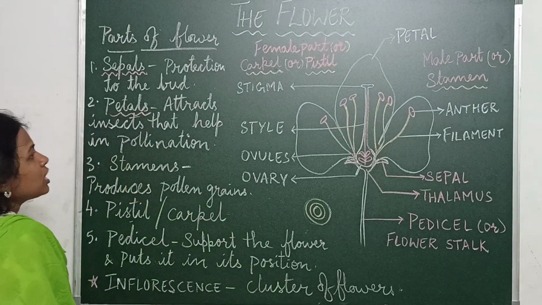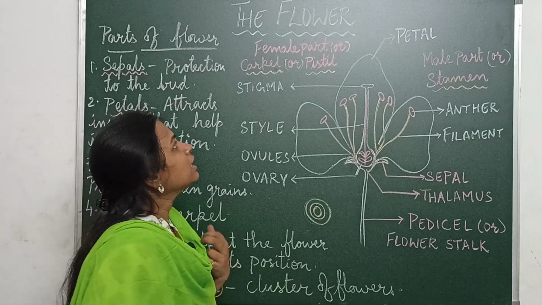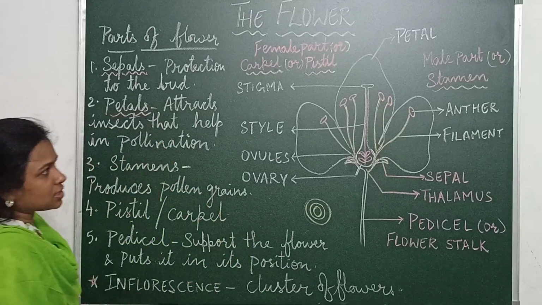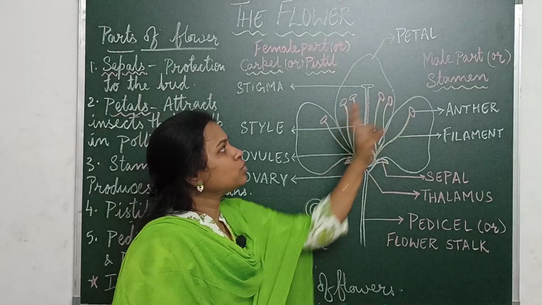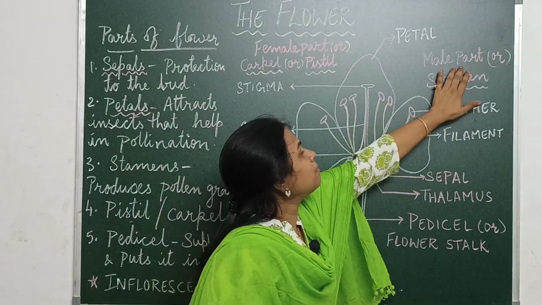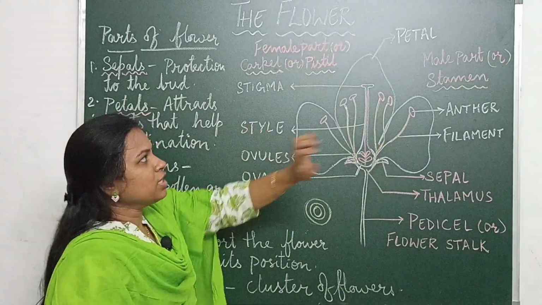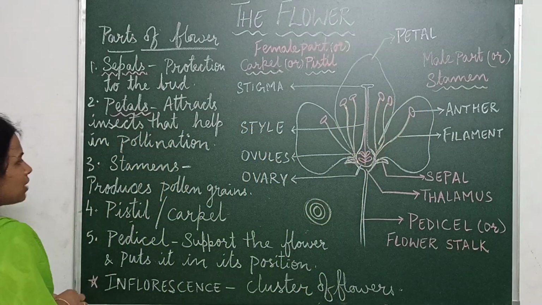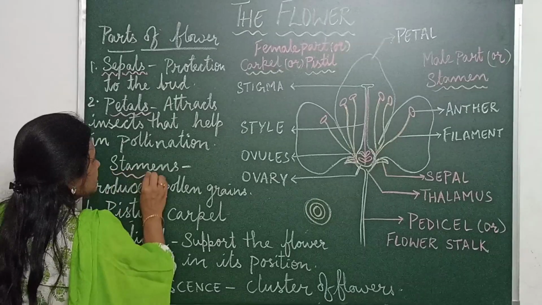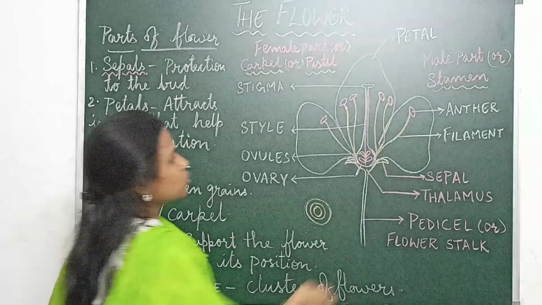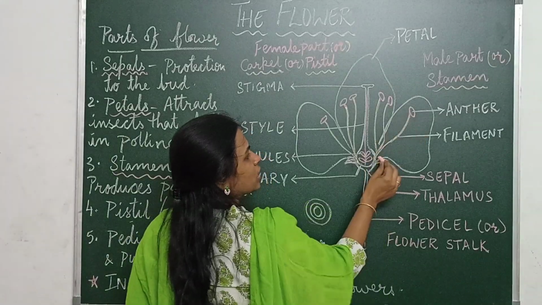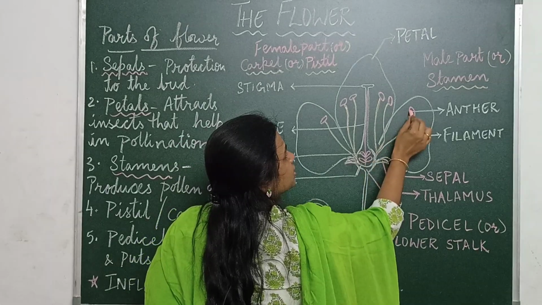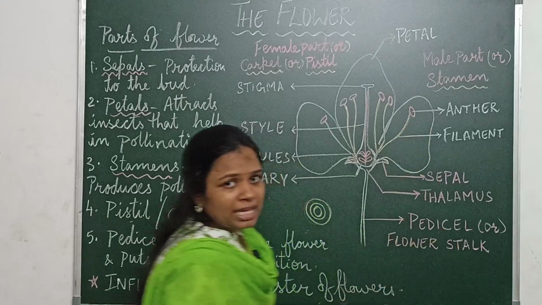Yes. So now coming to the most important part of the flower, that is the male part. Inside the flower we have two important things, the male part and the female part. First we will learn about the male part. The male part of the flower is called the stamen. So these are the stamens. You can see here a long thread-like structure and here it has got a small bulb-like structure.